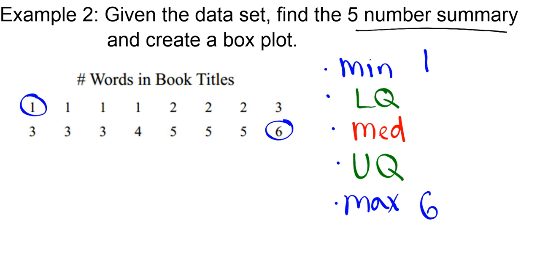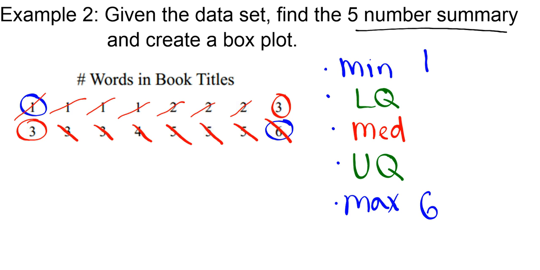The next thing we need to find is our median. I like to find it by canceling numbers on both sides until I meet in the middle. So then I have two numbers that are in the middle, 3 and 3. So 3 plus 3 divided by 2, 6 divided by 2, our median is 3. You also could have figured that out because they're the same number. They, of course, average to the same number.